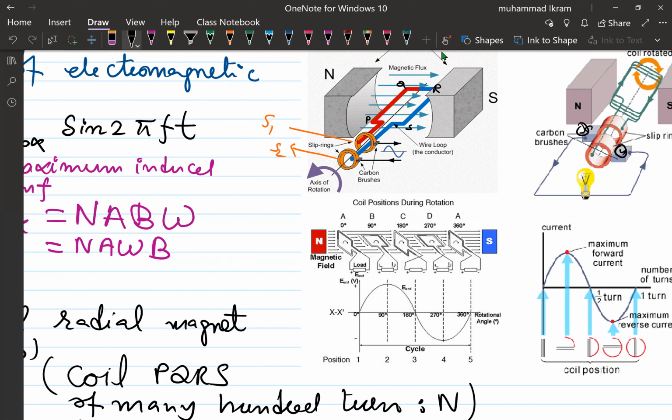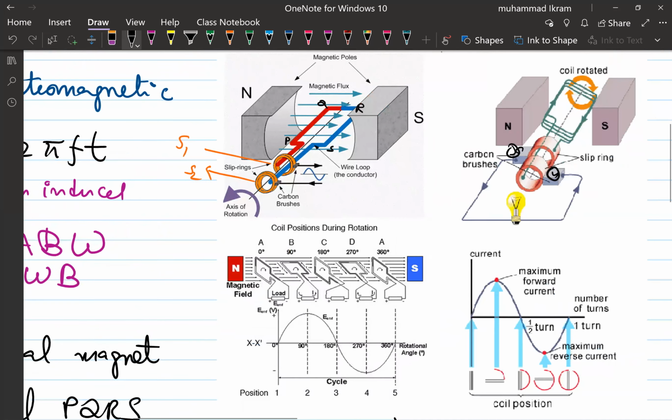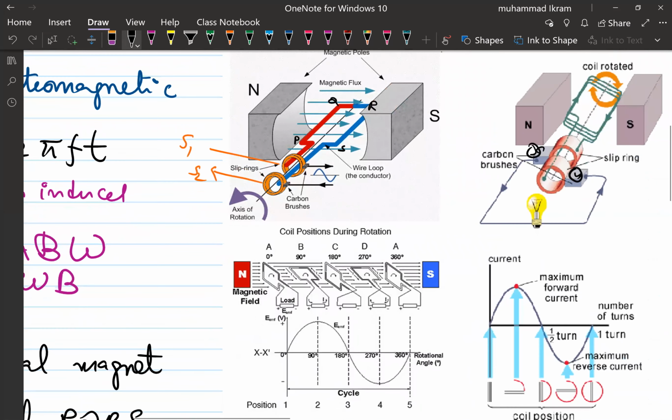Their motion will always remain parallel to the magnetic field, so it wouldn't produce any induced EMF. Now let us see the case here.